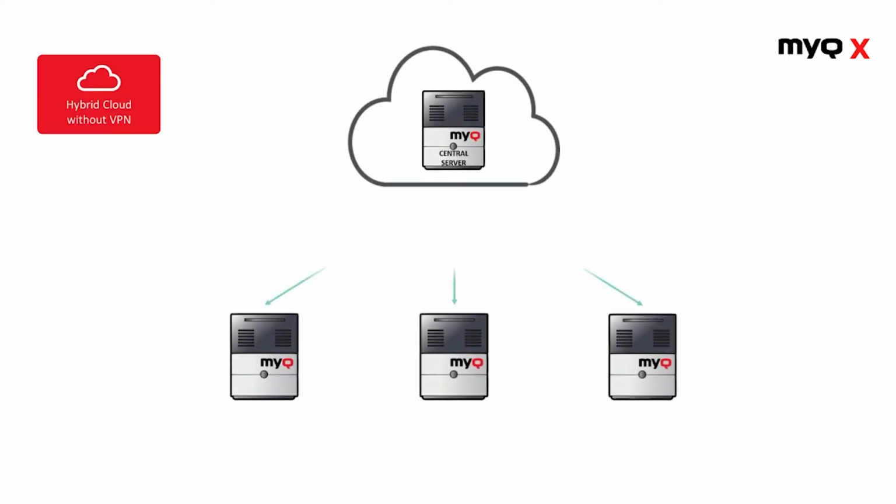Another thing related to it is the central server and site server communication. Basically, if the central server is installed in a private cloud, there is no longer a need to use a VPN connection to communicate with your sites.